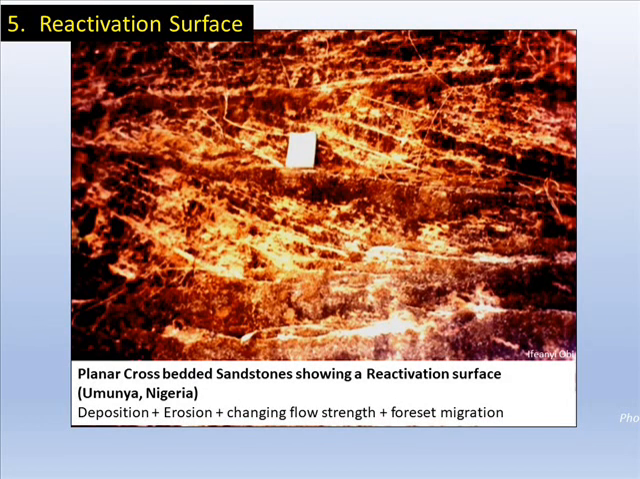Alright, so figure 5 is an example of a reactivation surface taken from Omonia in Nigeria. So we have the field notes actually sitting on the dashed blue line, which is the reactivation surface. Above and below this reactivation surface, we have different sets of foreset planes or cross-beds dipping in the same direction.